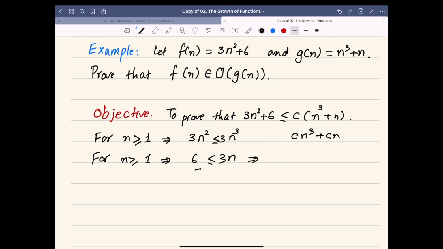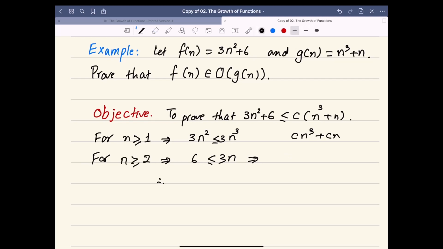But in here, the condition under which this inequality is true is not the same. If you try to solve this inequality, dividing both sides by 3, you will get n greater than or equal to 2. So that means this condition is not correct anymore. So now we have, if n greater than or equal to 1, we can replace 3n squared by 3n cubed. But for n greater than or equal to 2, we replace 6 less than or equal to 3n. So what do we do? We remove this condition and replace it by n greater than or equal to 2.